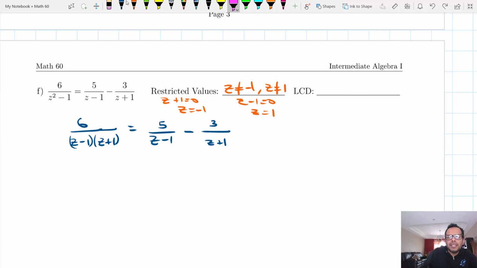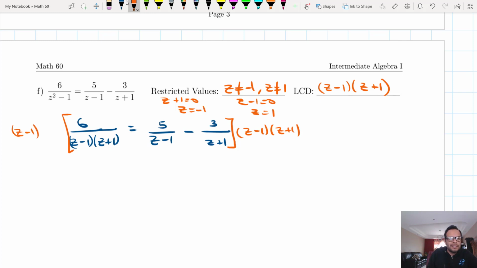So let's write that down. z minus 1 times z plus 1. So multiply both sides by that least common denominator, right? So z minus 1, z plus 1, z minus 1, z plus 1. Okay, so let's distribute the LCD over the first term.